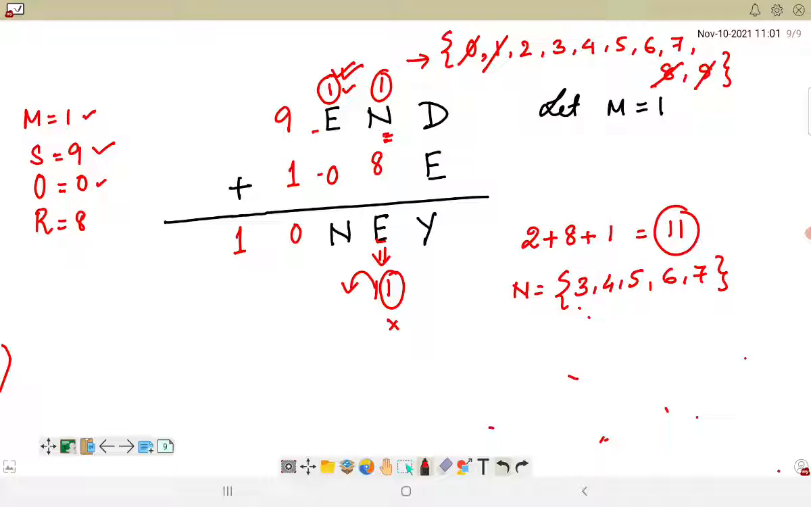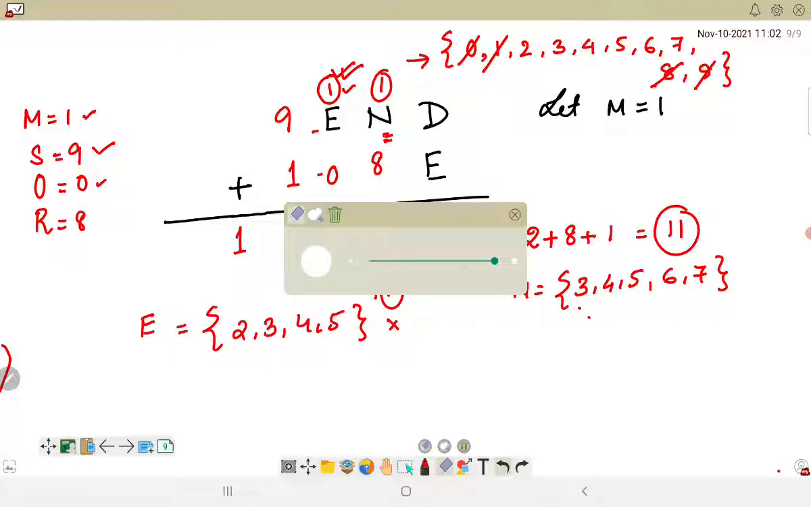Now let us first consider that r is equal to 8 and s is equal to 9. Okay, and let us consider e is equal to 2, 3, 4 or 5. Okay, why can e be equal to 2, 3, 4 or 5? Okay, so this is one possibility that we can have. Let's explore this possibility once.